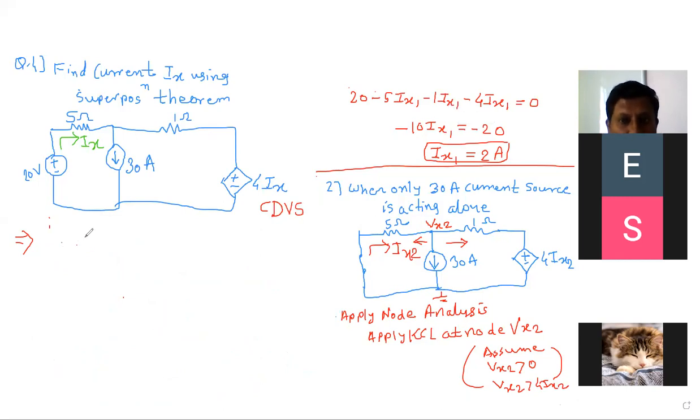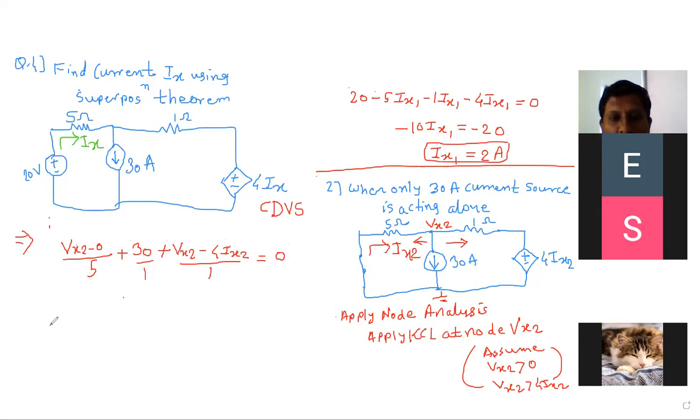Okay, what value are you getting? So Vx2 minus 0 divided by 5 ohm. All are positive. Plus 30 will come, this is current already. Plus Vx2 minus the value of the voltage source, that is 4 into Ix2, divided by the resistor 1 ohm, is equal to 0. So LCM is 5.